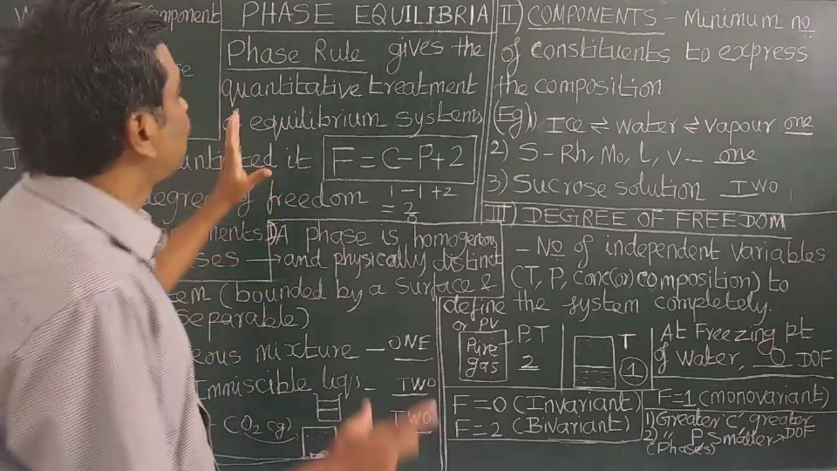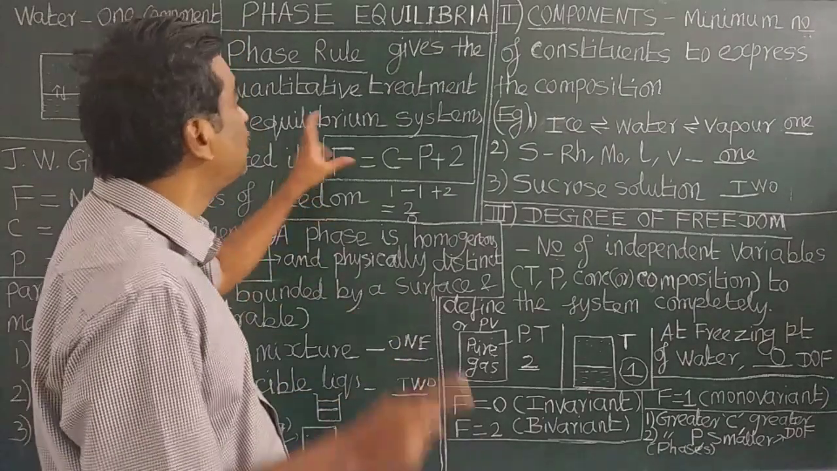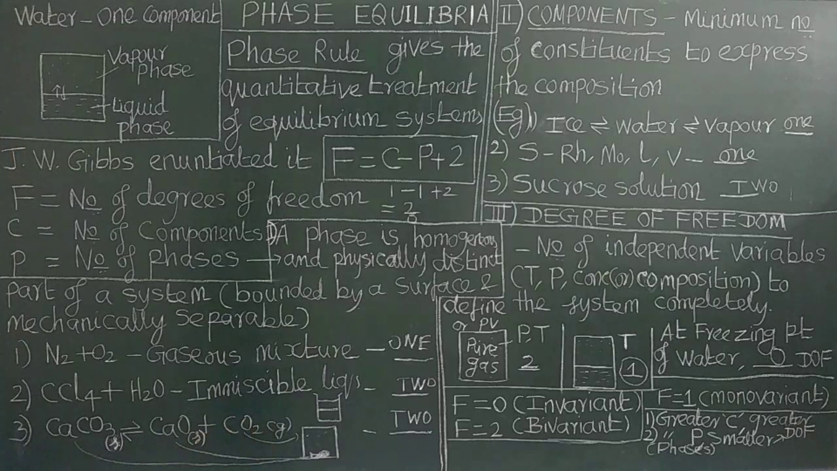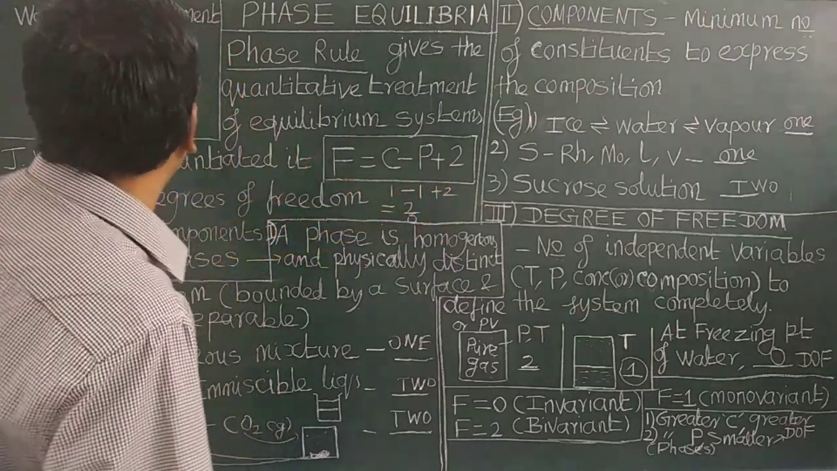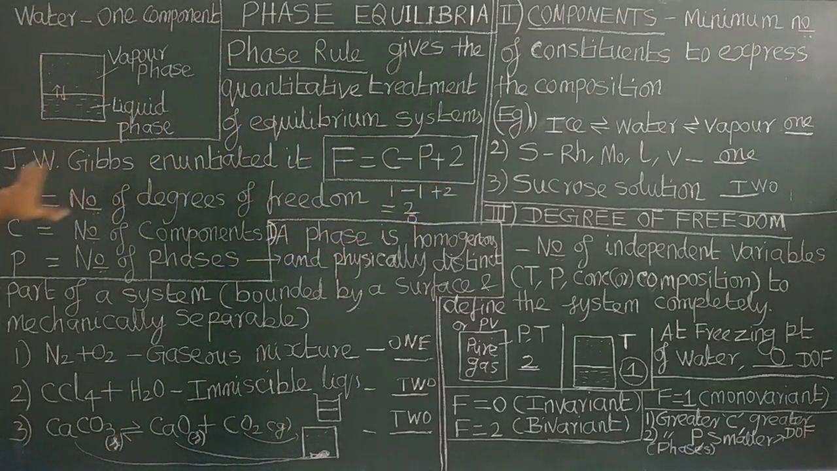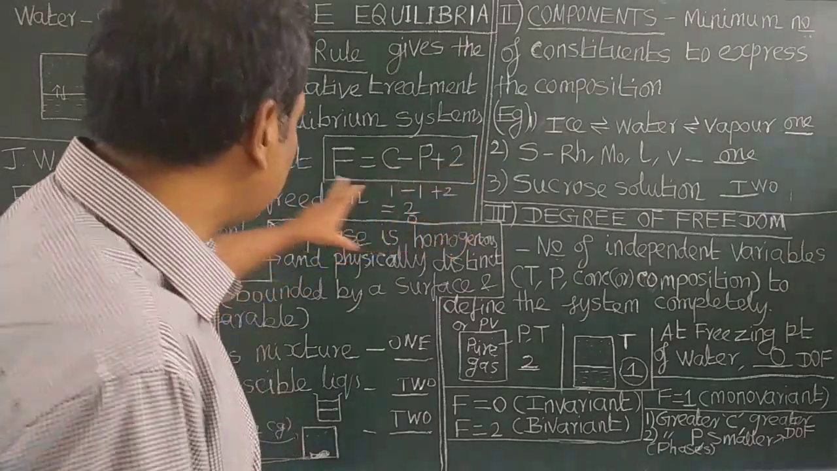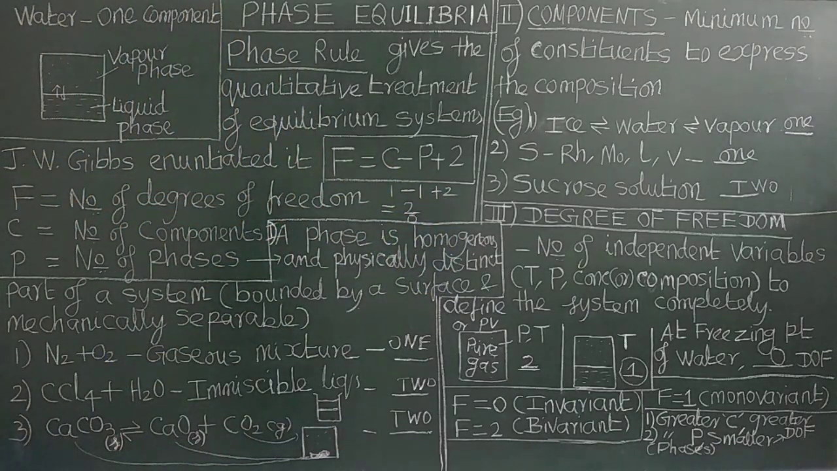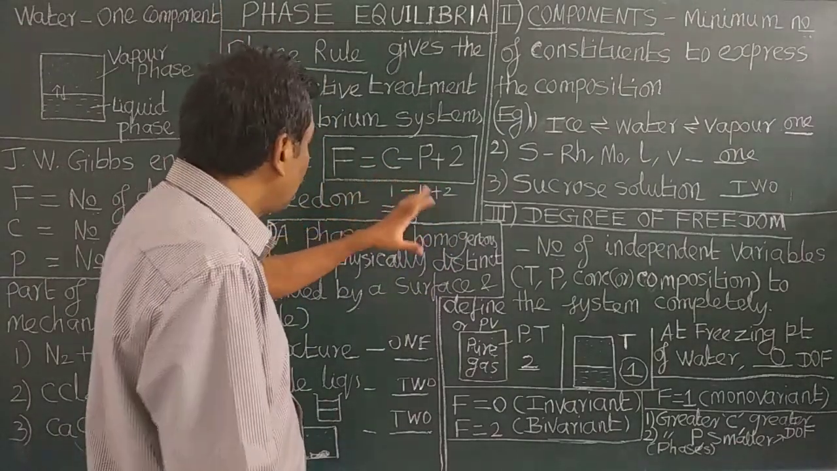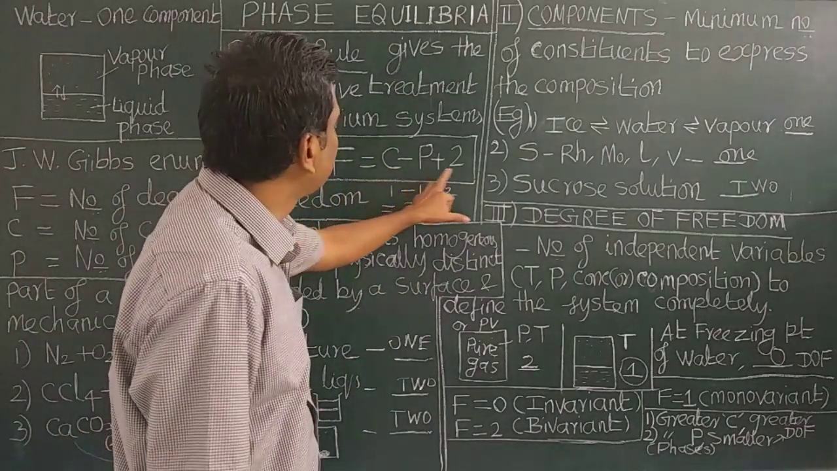Now, what is the phase rule? The phase rule gives the quantitative study of an equilibrium system. J. W. Gibbs derived the mathematical form of the phase rule using the thermodynamic method: F equals C minus P plus 2.